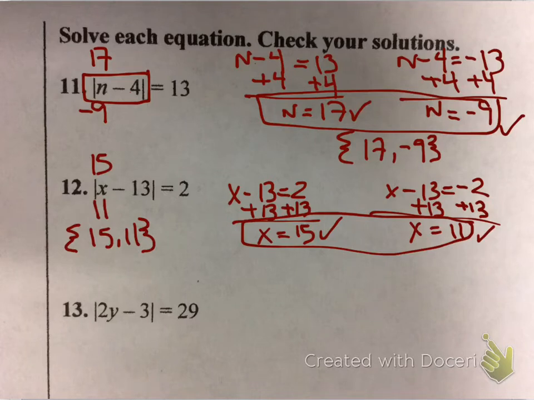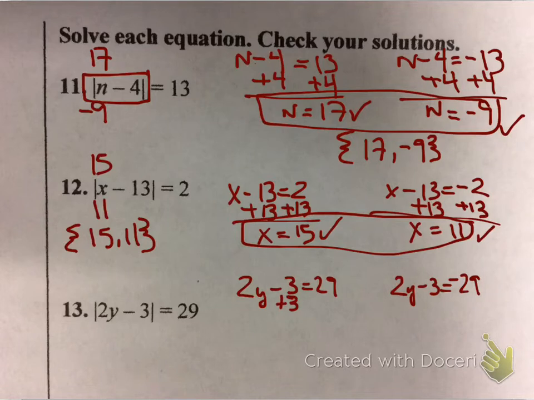Alright, so next one I'm looking at 2y that's isolated. Notice again, I'm going through these pretty quick, but these are isolated. The first three were isolated. 2y minus 3 equals 29, which means the absolute value is by itself. 2y minus 3 equals negative 29. Okay, so I'm going to add 3 to both sides. I get 2y is equal to 32. Divide by 2. And y is equal to 16.